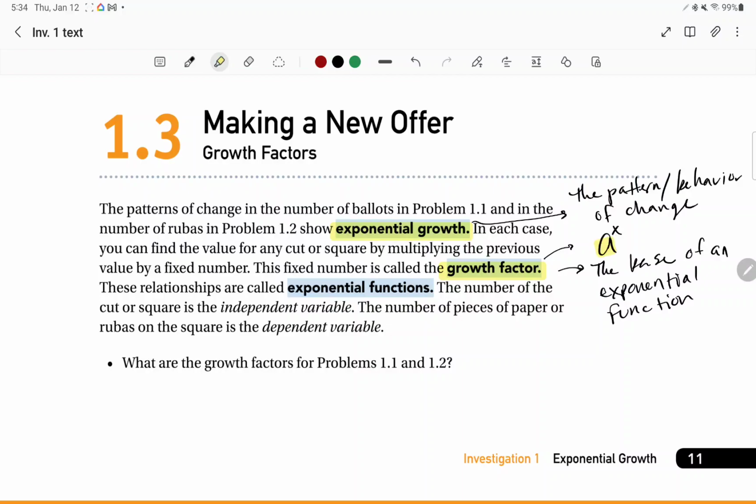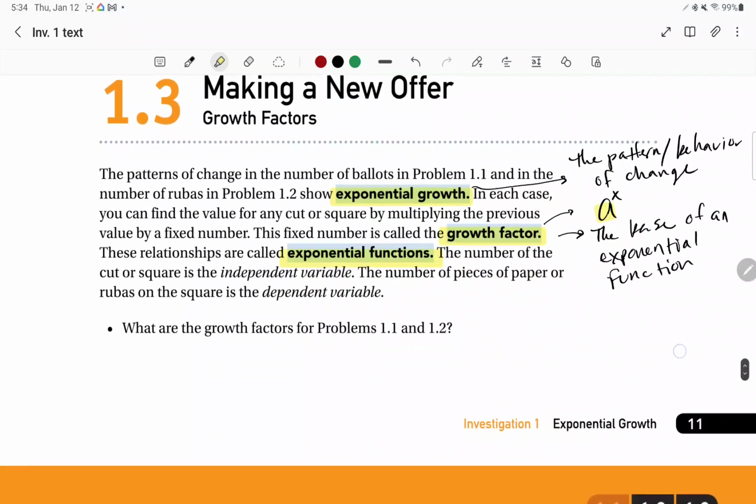And then lastly, these relationships in total are called exponential functions. So this thing in total, the a to the x, that is your exponential function. The growth talks about the fact that it's a pattern or behavior. Right? It's an exponential growth. That's what it's doing. The growth factor is that constant at which it grows. And then the exponential function is everything put together.